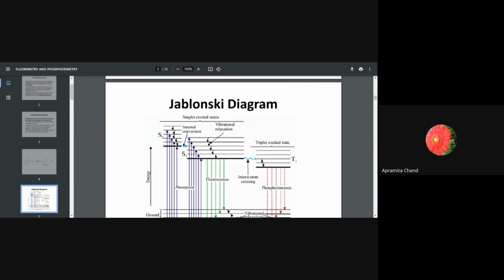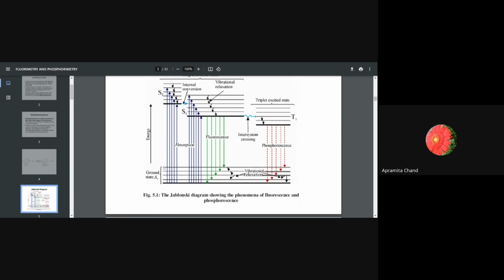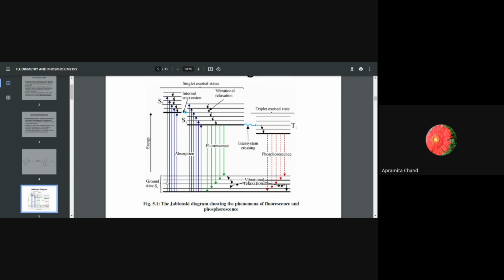Now, how fluorescence and phosphorescence occur depends on the Jablonski diagram. You have several ground states and excited states. For example, here you can see that the ground state is S0, and there are various levels in the ground state as well. And you have singlet excited states and triplet excited states. The singlet excited states are denoted by S1 and S2, and the triplet excited state by T1.